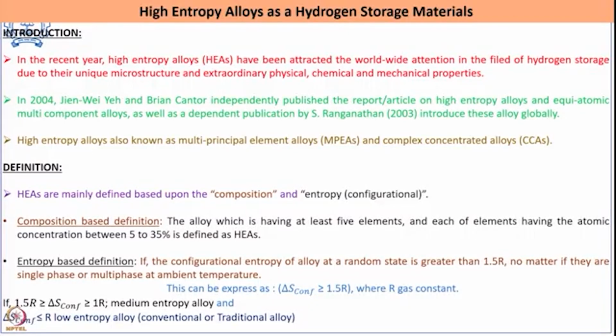Now, one class of hydrogen storage materials which have recently received a lot of attention globally is the high entropy alloys. Now, when we consider alloying, it is a method, a process to prepare materials in such a way so that we can get alloys of desired properties as well as improved performance.